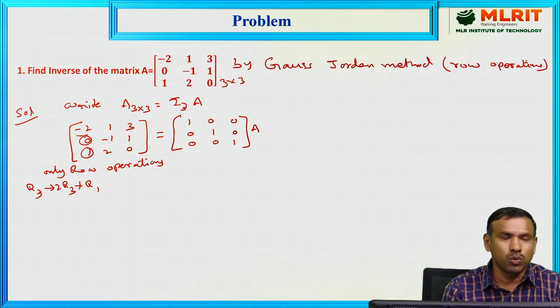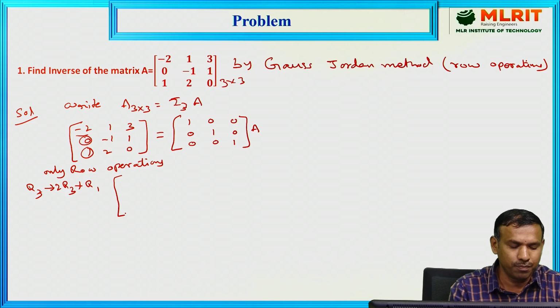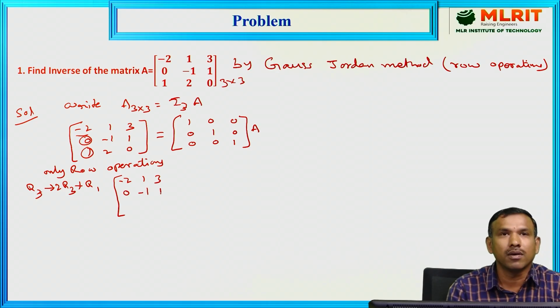2 into 1, 2. 2 minus 2, 0. So first row, no change. Minus 2, 1, 3. Second row, already 0 is there. That's why we are not doing any change. 0, minus 1, 1.